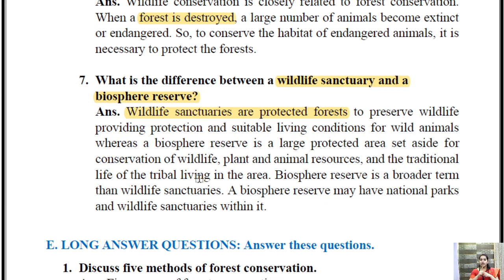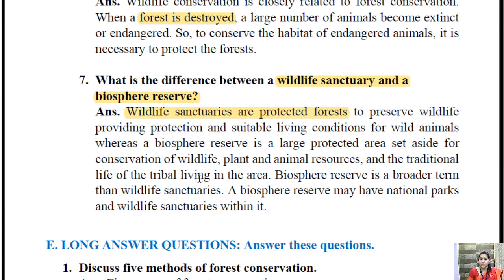Wildlife sanctuary में सिर्फ हम एक फॉरेस्ट का प्रोटेक्टेड एरिया होता है जहां पे हम वाइल्ड लाइफ को प्रोटेक्ट करते हैं और उनको सुटेबल कंडीशन देते हैं, and different human activities are strictly prohibited in wildlife sanctuaries. Okay, these human activities like hunting, traveling, everything is strictly prohibited in wildlife sanctuaries.